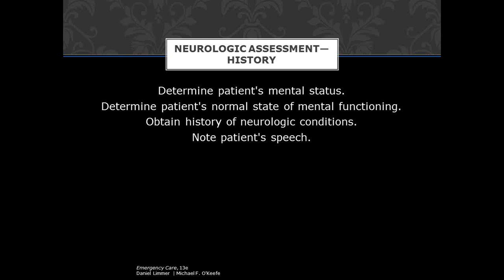So we're going to find this out probably from family and bystanders or people that know this patient. And then we want to get a history of any neurological conditions they have. So if I've got a patient that has Down syndrome, I would like to know that, because that's going to change everything. Or if I have a patient that has had a traumatic brain injury and they have some deficit because of that, I want to know that going in so I can measure what's normal and what's not.